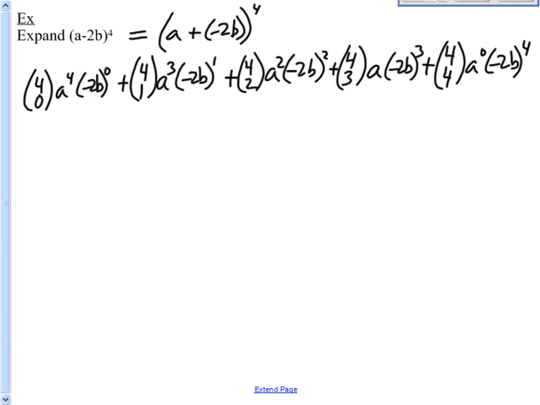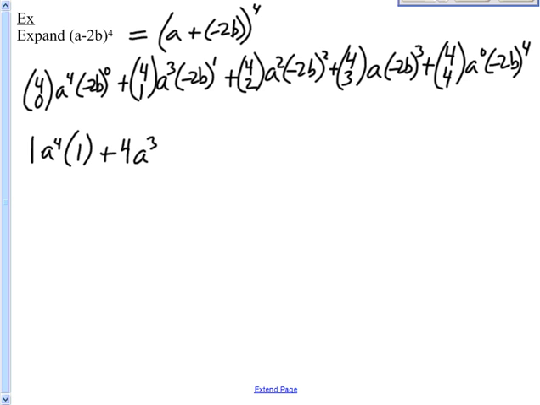Okay, and now we gotta expand this. So 4 choose 0 is 1. A to the fourth is just a to the fourth. Negative 2b to the 0, that's negative 2 to 0, b to the 0. Both of those, anything to the 0 is 1. Okay, 4 choose 1 is 4.